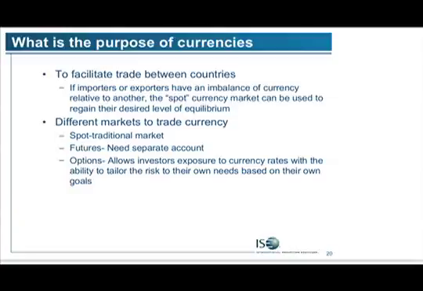Different markets trade currency. So we have the spot market, which is the cash market. You have the futures market, for which you're going to need a separate account. And then you have the options market, so you can trade right at the ISE, which allows you to either hedge or to implement a certain view. And you just need to have an equity options brokerage account.